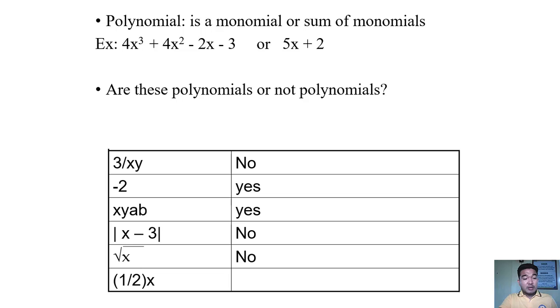And then the last one, we have 1/2 x. X is not in the denominator. Instead, 1/2 is being the numerical coefficient of this expression. So this is a polynomial. A monomial which is a polynomial.